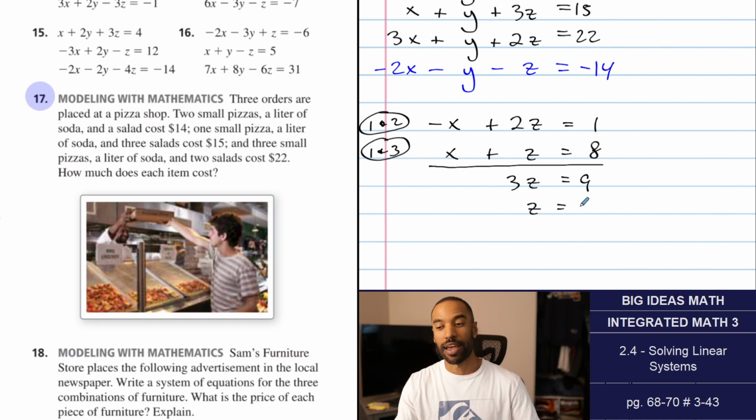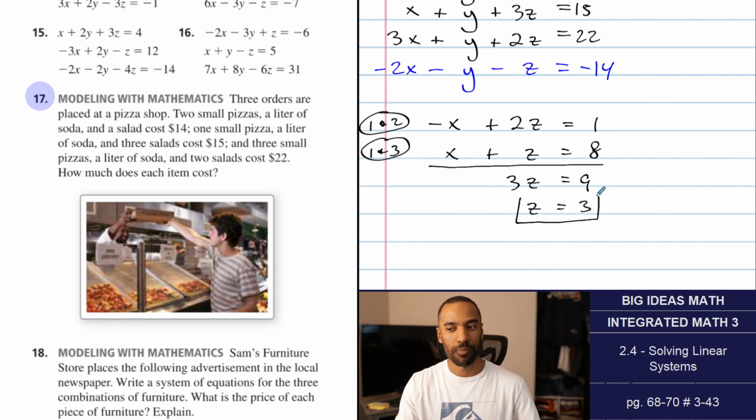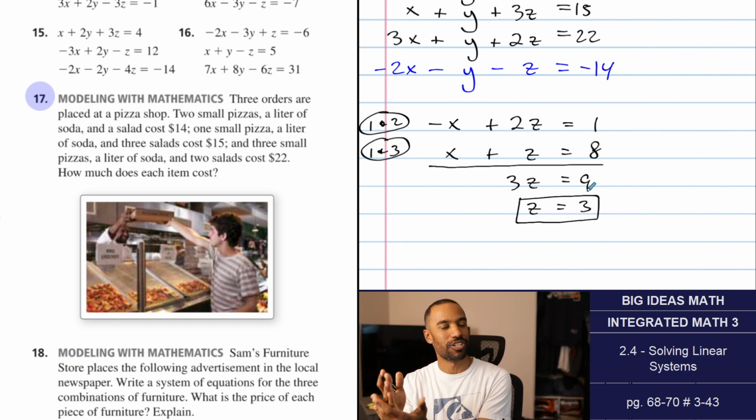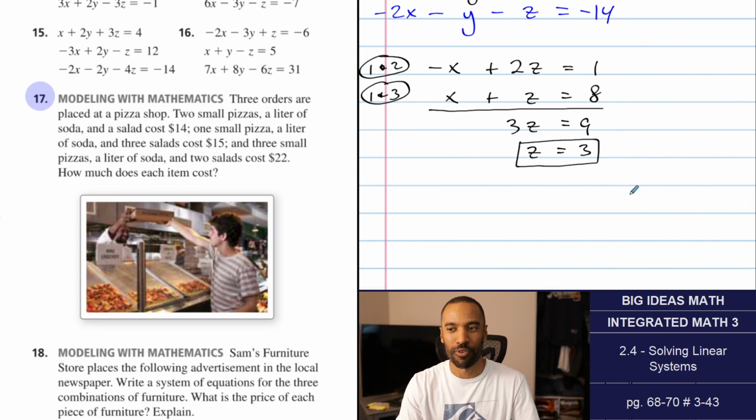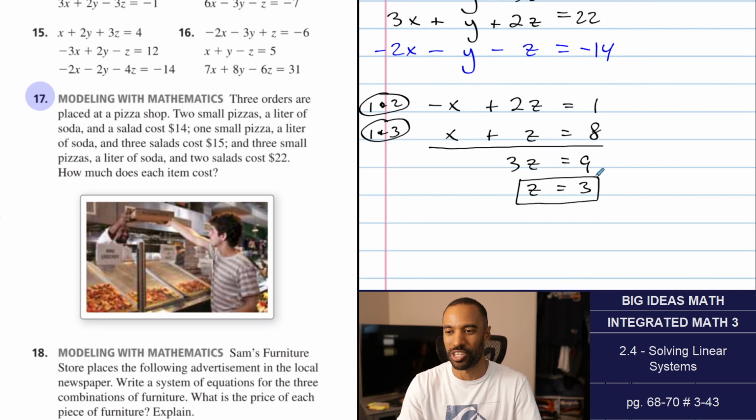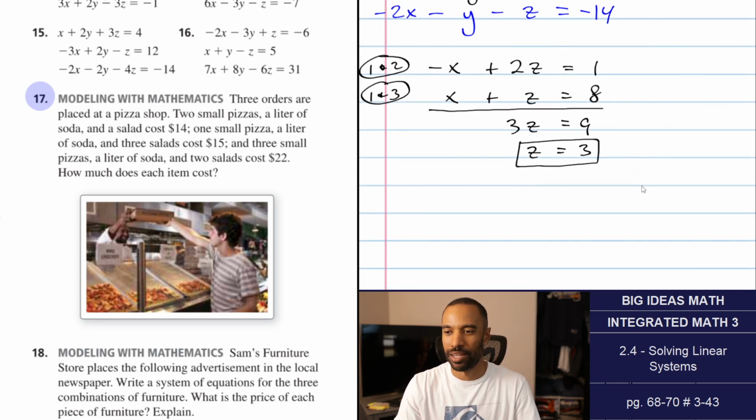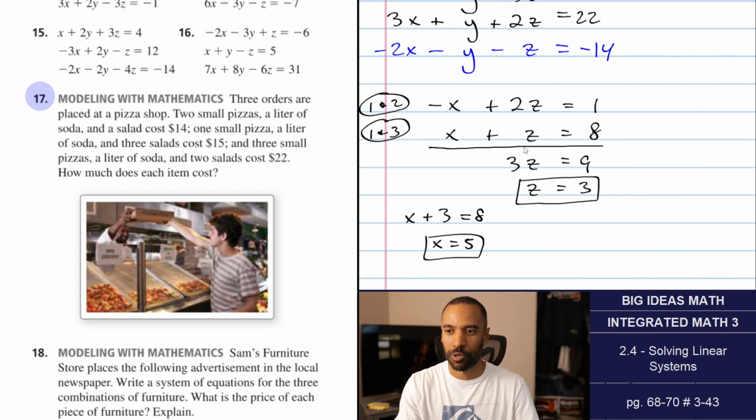And it's refreshing to get back, because when was the last time we had a system where we had integer solutions like this? The last 6 problems were infinitely many or no solutions, and before that were crazy fraction answers. So this is good to see. So z equals 3. If z equals 3, x plus 3 equals 8, and x equals 5. Very nice. Suddenly these problems seem quicker again.